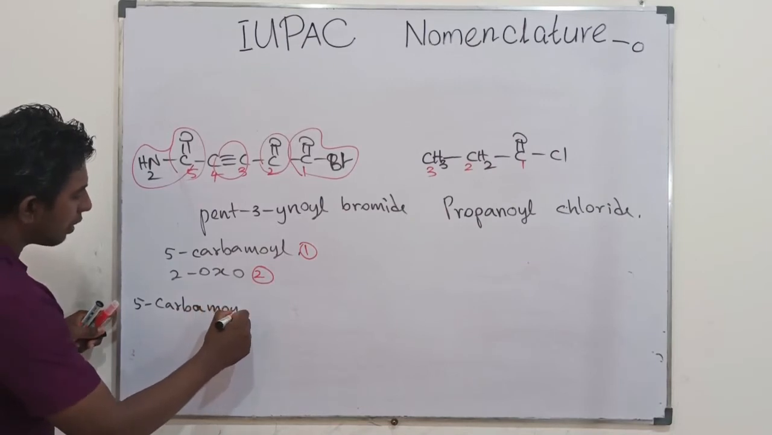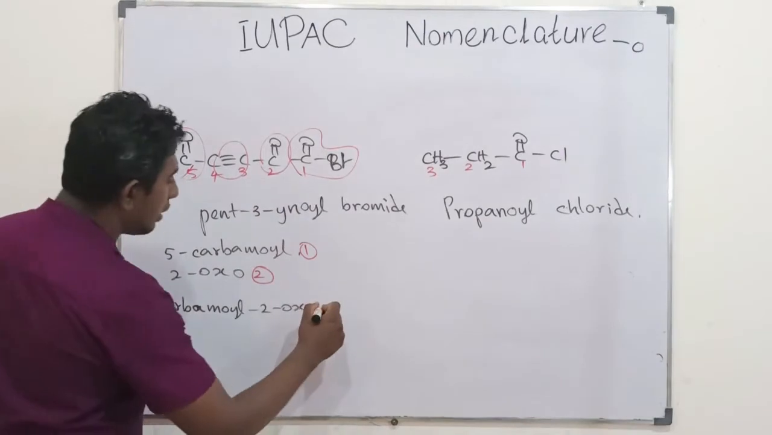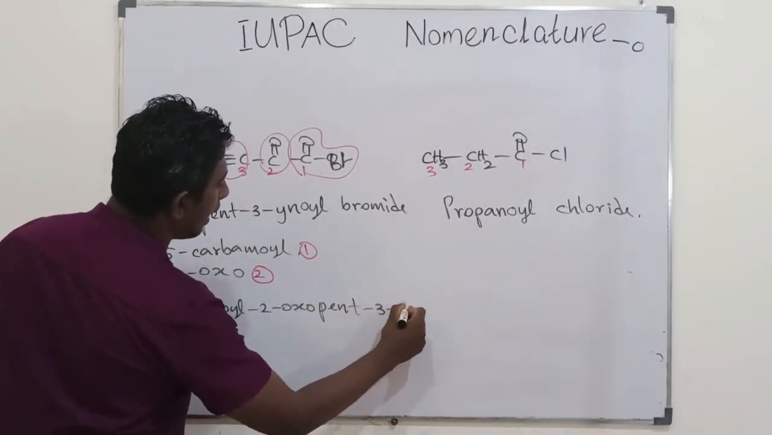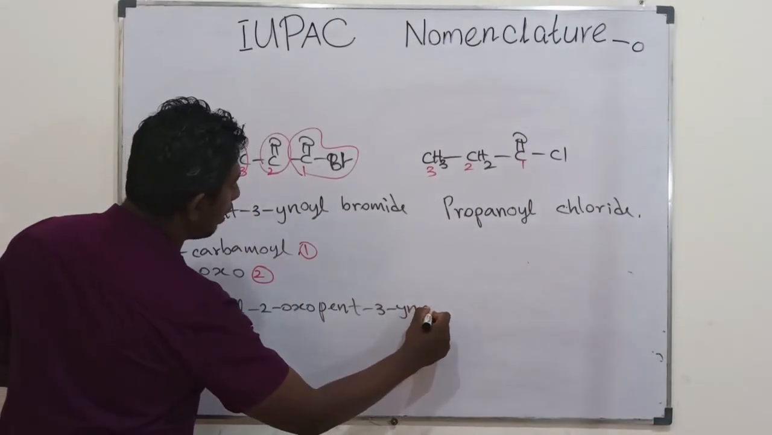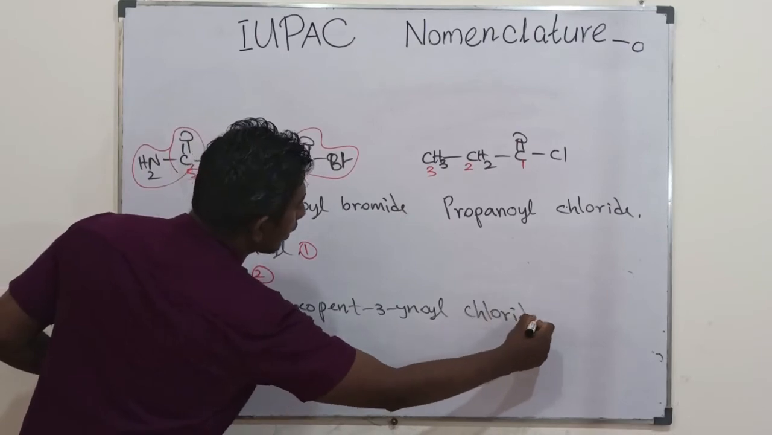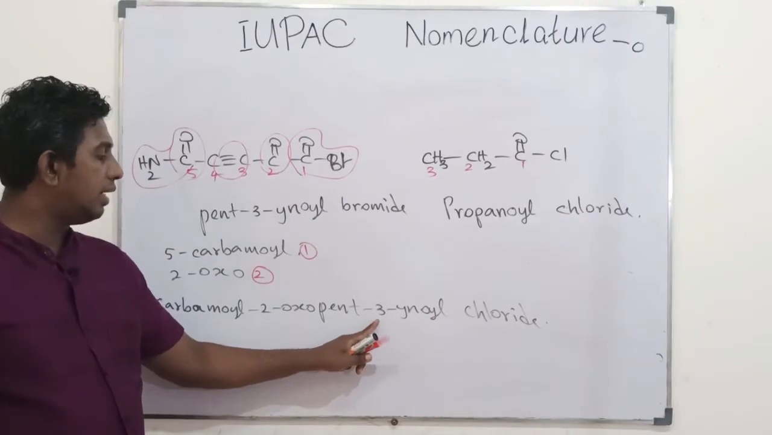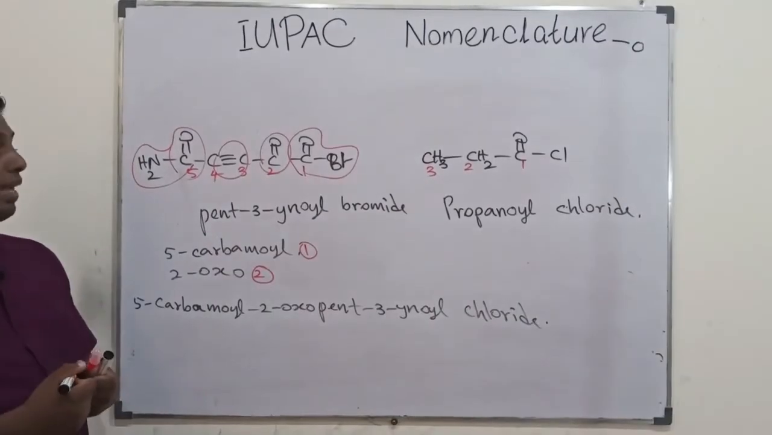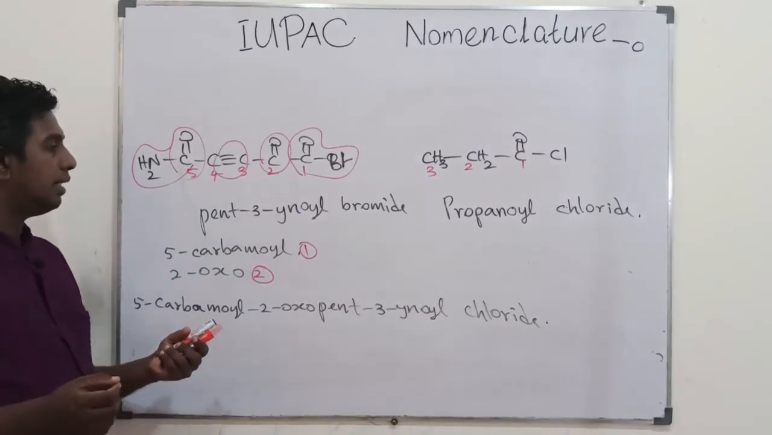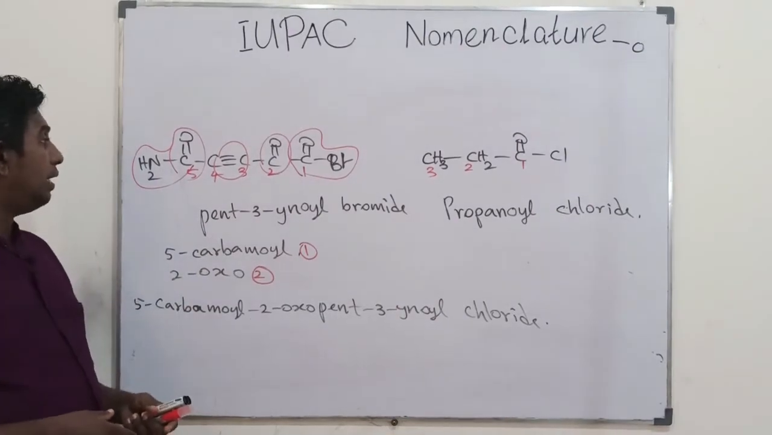5-carbamoyl-2-oxo-pent-3-enoyl chloride. You need to give a space there. You would take these 3 in front of this pent as well. So then it's acid halides. You have got the prominent groups there being found.